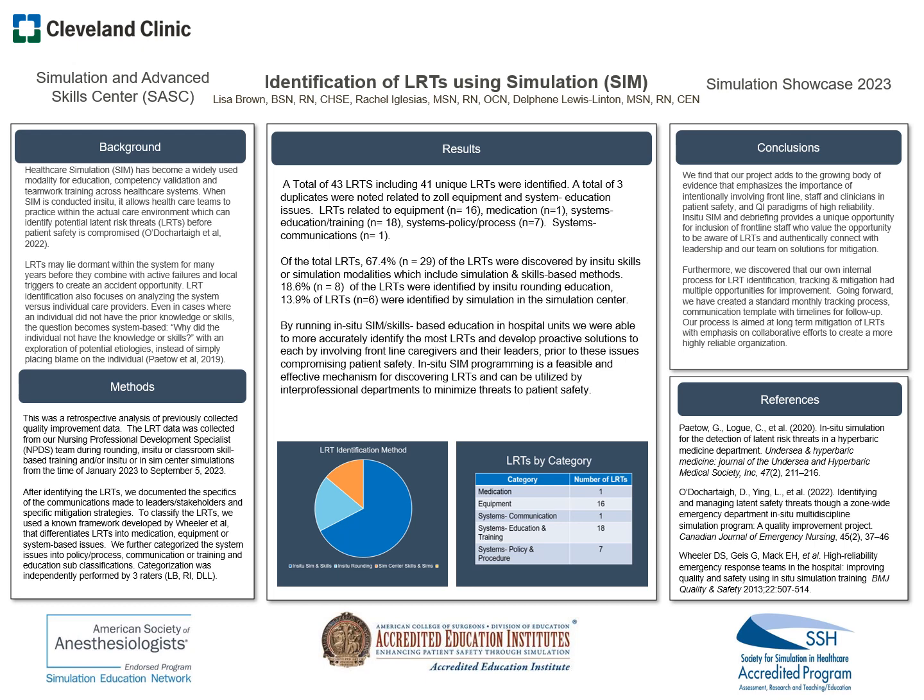Our results: a total of 43 LRTs, including 41 unique LRTs, were identified. 3 duplicates were noted related to missing Zoll equipment. When we look at the breakdown of all of the LRTs, we found 16 were related to equipment, 1 medication, 18 were systems, education and training, 7 were system policy process, and 1 was system communication.